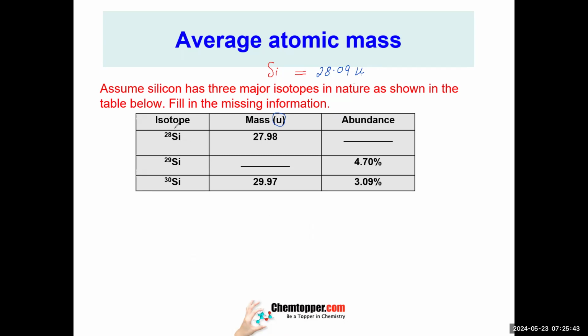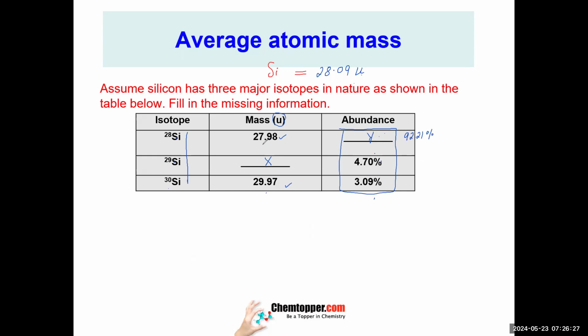They have given the mass of this isotope. There are three isotopes. You can see 28, 29, 30. They have given their accurate masses by using the accurate masses of the protons and neutrons. These are the masses. This I want to calculate. This also I want to calculate. Can you calculate the percent abundance? Can you calculate Y here? The sum should be 100. Y plus 4.70 plus 3.09. So yes, 92.21%. That is Y.